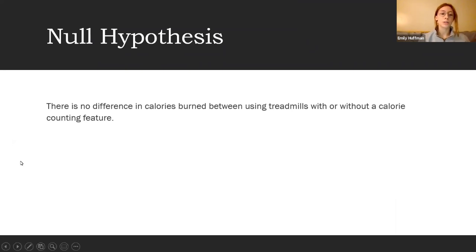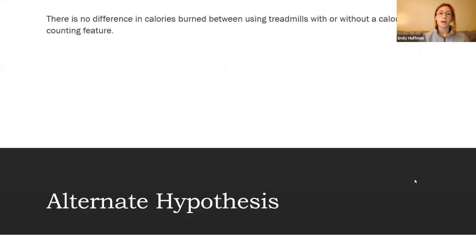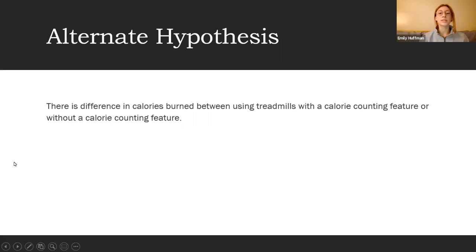And our written null hypothesis is going to say that there is no difference in calories burned, our dependent variable, between using treadmills with or without a calorie counting feature, and that is our independent variable, which type of treadmill they use. Our alternate hypothesis is going to say that there is a difference between these two.